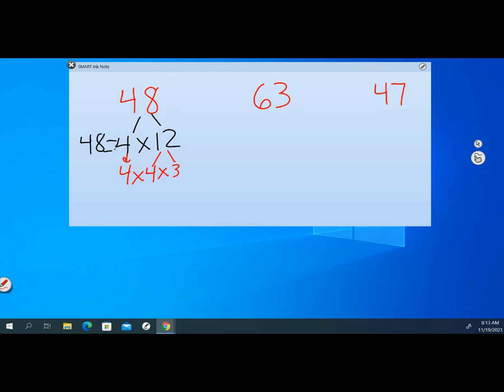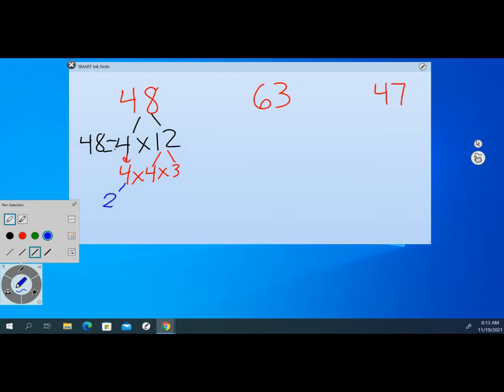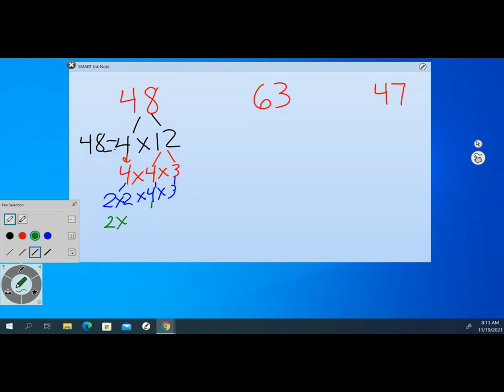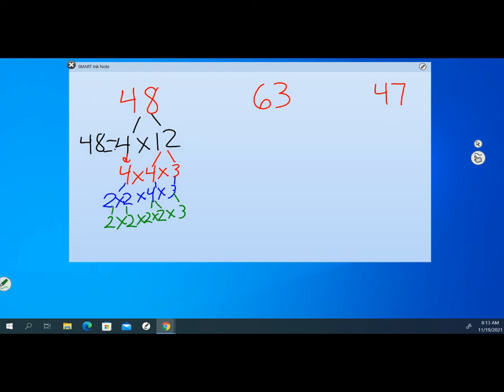4 I can change again. 4 I can call 2 times 2. Okay. And the 4 and the 3 still stayed. And then again, my other 4 I can also change. Where the 3 stayed, the 4 became 2 times 2. Okay. At that point, with all 2's and 3's, there's no more I can do to change those. Those are all prime numbers.